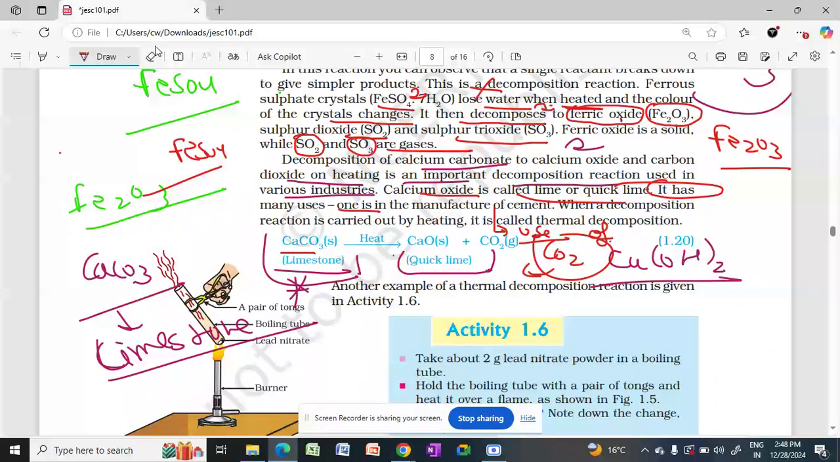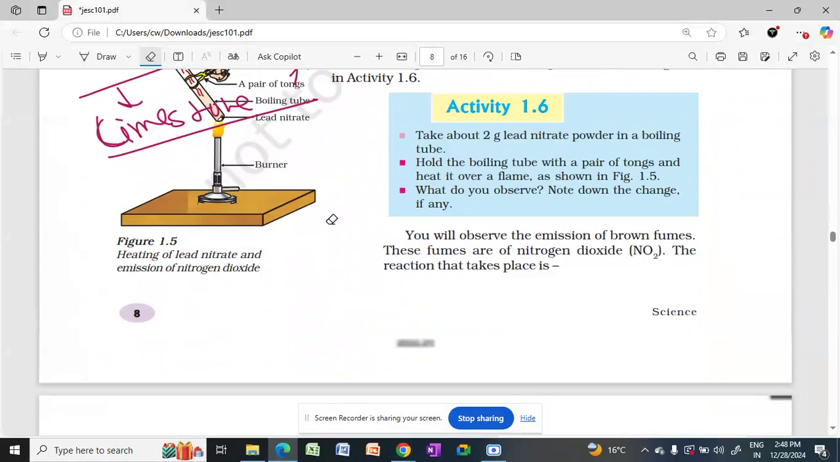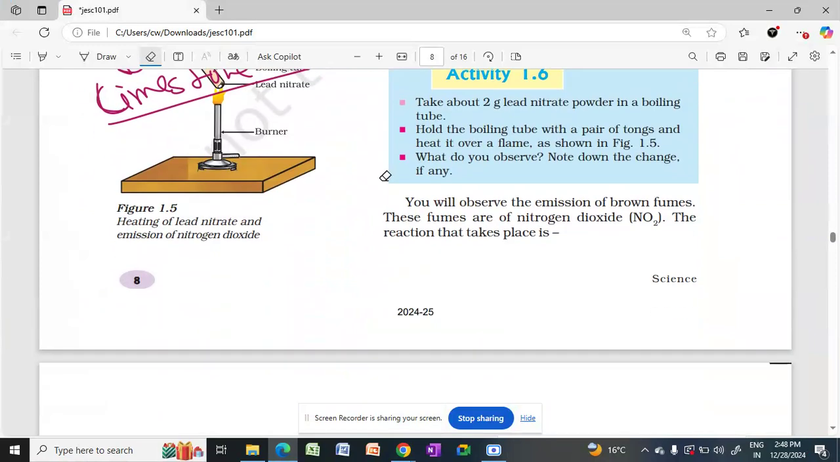So when the decomposition reaction is carried out by heating, obviously very easy, thermal decomposition. Thermal means heat. So when the decomposition reaction is carried out by heating, then we will call it a thermal decomposition reaction.